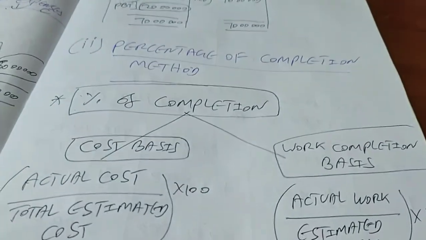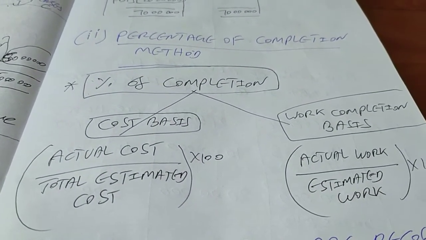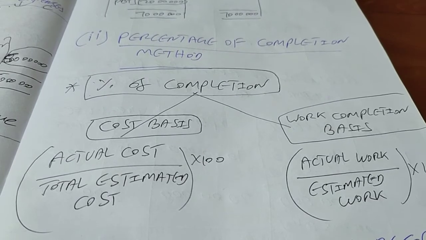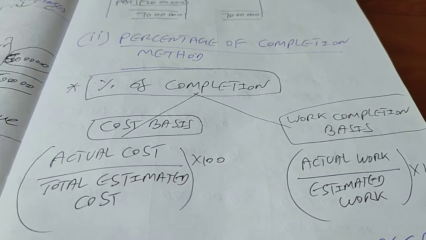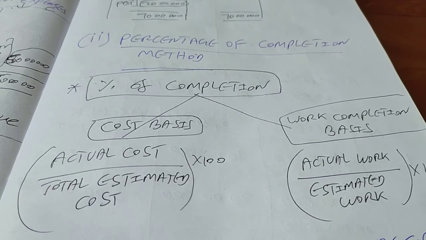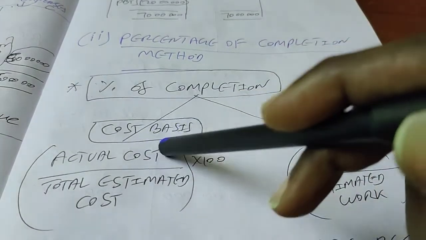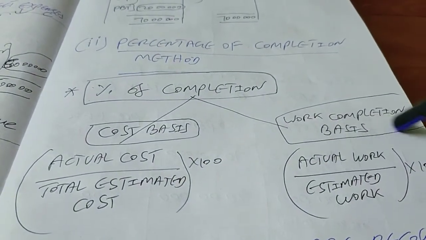This is one of the most widely used methods, as I told you already. Now we have to find out how much is the percentage of the work we have agreed that got over at the end of every period. There are many ways, but right now I can give you two, the most widely used ways. One is on the basis of cost incurred, cost basis. The other one is on the basis of work completed.